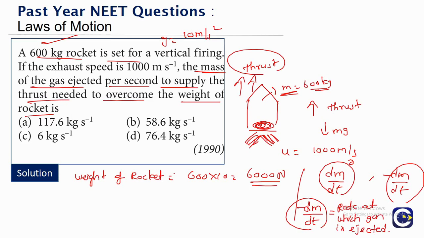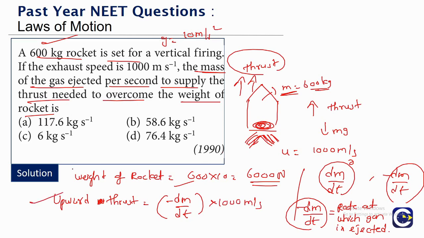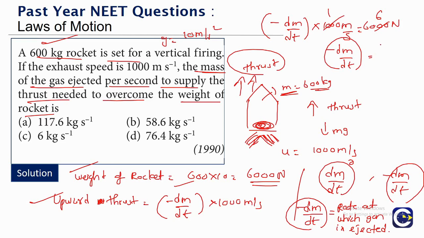Okay. So here, the upward thrust formula. Upward thrust is the rate at which the gas is ejected, minus dm by dt, which is what we are trying to find, into U, the exhaust speed, which is 1000 meter per second. Now we are looking at a condition where the upward thrust exactly balances the weight of the rocket. In this problem we have spent some time to understand the background, but otherwise generally this is a straightforward formula based question. So minus dm by dt into 1000 meter per second is equal to the weight of the rocket, 6000. So minus dm by dt is 6, and the SI unit is kg per second. That is the rate at which the gas will be ejected from the rocket.